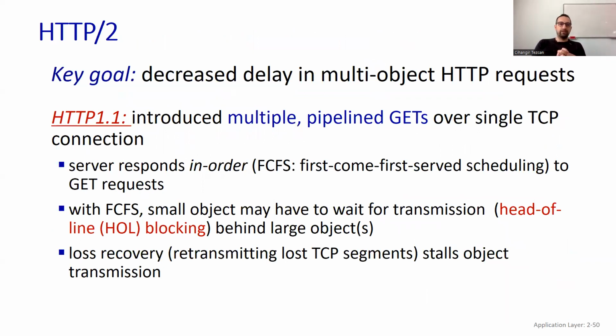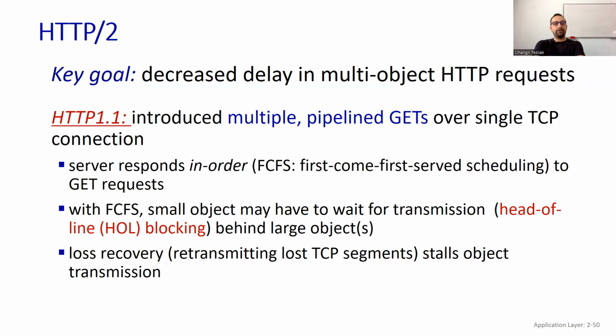Okay, let's talk about HTTP version 2 here. The key goal is to decrease delay in multi-object HTTP requests. So I mentioned that if you want to request 10 objects, you have to create either, in the non-persistent one, 10 TCP connections, or in the other way you request them in a serial way. But the thing is that there is something called head of line blocking. So let's read it and let me explain it in pictures.